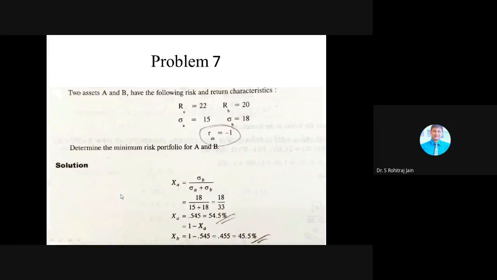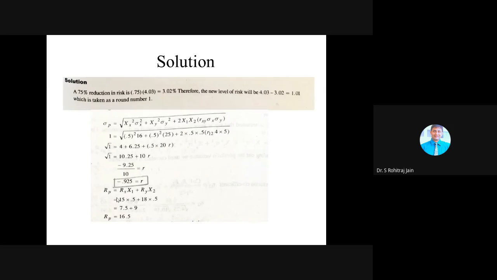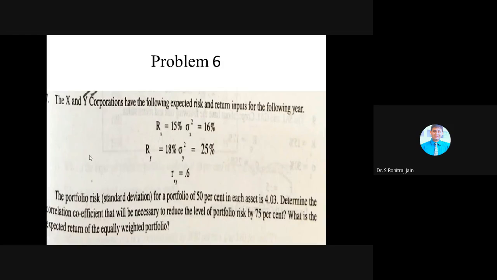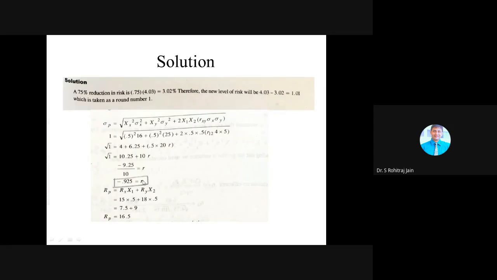Then portfolio return, RP, how do we calculate the portfolio return? One minute students, return of stock X into the proportion of funds that has been invested, that is X, plus return of stock Y into the proportion of funds that has been invested. Whether they have given the return of X and return of security Y, yes, they have given in the problem, right? Return of security X is 15%, return of security Y is 18%. So 15 multiplied by 0.5 plus 18 multiplied by 0.5, which is equal to 16.5. So this is called the return of the portfolio. And this is what they have asked me to calculate, that is correlation coefficient that exists between the two stocks.